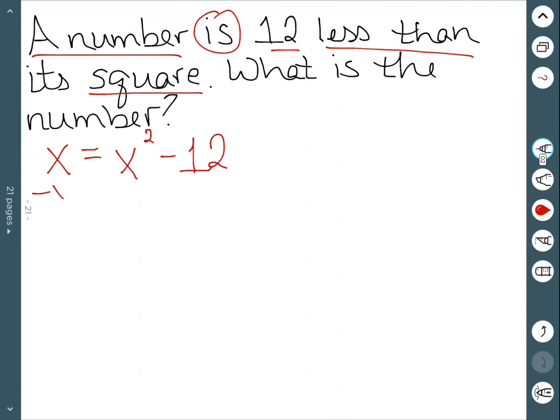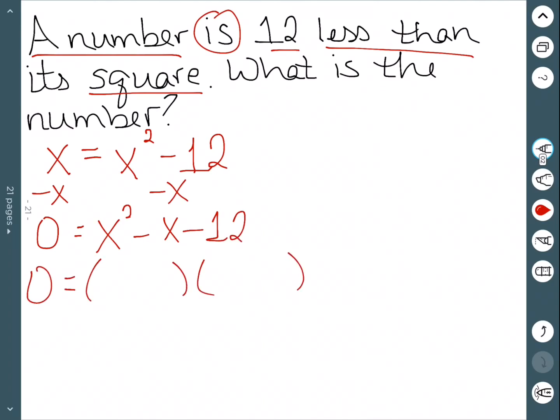When dealing with a quadratic, we want to get everything on one side. So I have 0 is x squared minus x minus 12. We can then factor two numbers that multiply to be negative 12 and add to be negative 1. That can be done by negative 4 and 3.